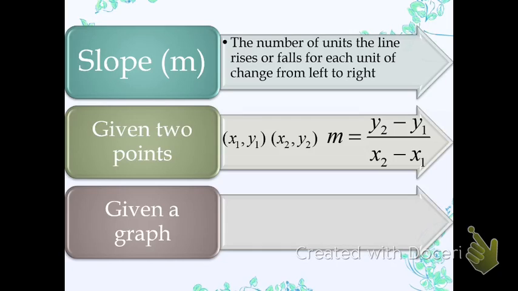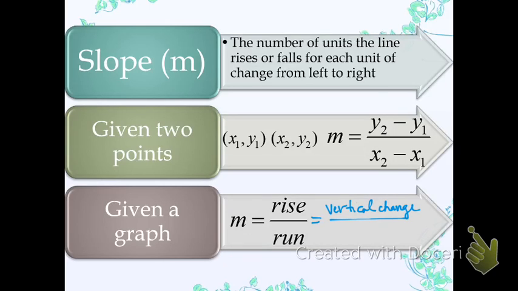Another way to find slope is if you're given a graph, you can use rise over run, which you might also see as vertical change over horizontal change. Or sometimes you may even see that with this notation, delta y over delta x. The delta just means change.